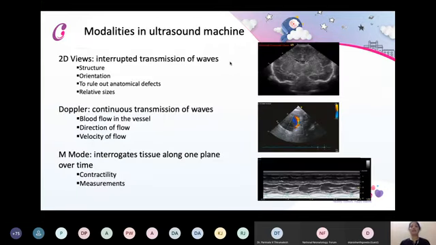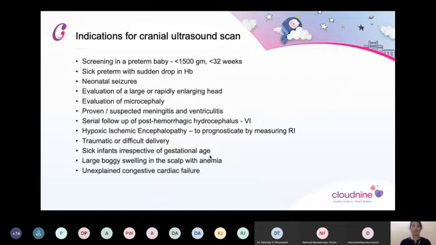Now, the modalities in an ultrasound machine are the 2D views, which are the basic ones. It has interrupted transmission of waves and helps in structure and orientation visualization. And you have the Doppler, which has continuous transmission of waves, so it helps in looking at the blood flow in the blood vessels, the direction of flow, the velocity of flow. And you have the M mode, which interrogates the tissue along one plane over time. This helps in looking at contractility and the measurements of the wall thickness, etc., especially in functional echo.